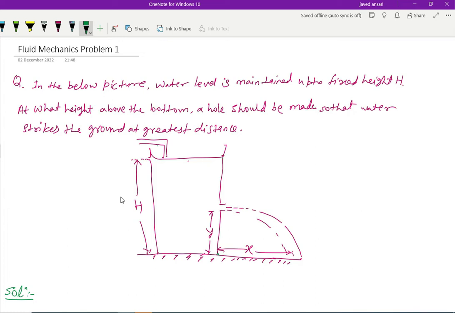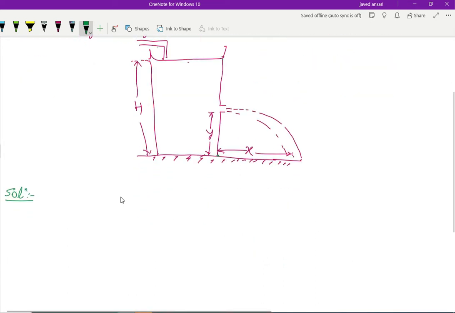Now I will solve this problem with the required theory and whatever formulas we know, and then we'll validate whether our answer is correct or not. Okay, so let's solve this theoretically.